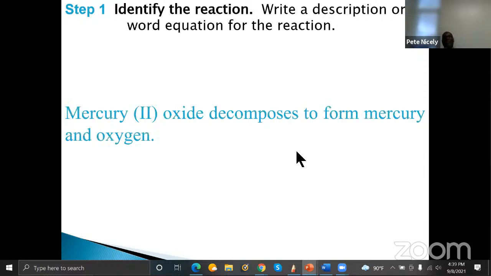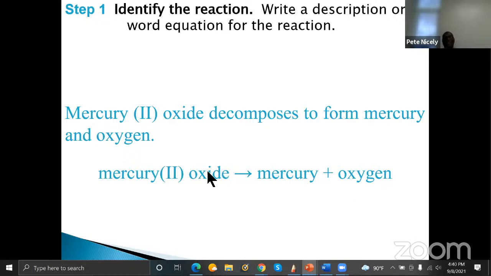This is an example of a word equation or description of a reaction. Mercury 2 oxide decomposes to form mercury and oxygen, all right? So that's the first step. And in some cases, you might be given this in a question, so you don't need to actually do this step. If you're not given this statement, you might be given some other information based on which you can write down the statement. So that's the first step.